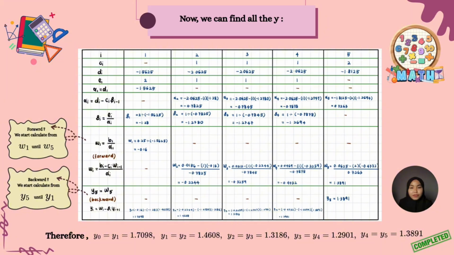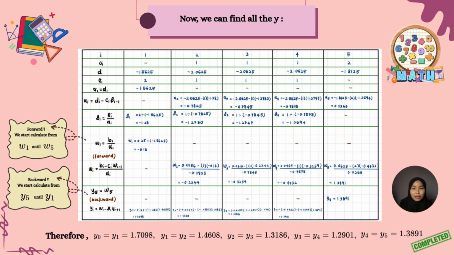Let's walk through the calculation. For i equal to 1, alpha 1 is simply equal to our first diagonal element d1, which is negative 1.5625. Using this, we can find beta 1 by dividing e1 by alpha 1, giving us negative 1.28. Finally, w1 is b1 divided by alpha 1, resulting in negative 0.16. For i equal to 2, we update our diagonal to find alpha 2 using the formula alpha_i equal to d_i minus c_i times beta_{i-1}, giving us negative 0.7825. So we repeat the process to find beta 2, which is negative 1.2780. For w2, we have negative 0.2244.